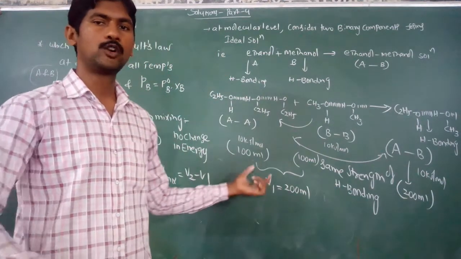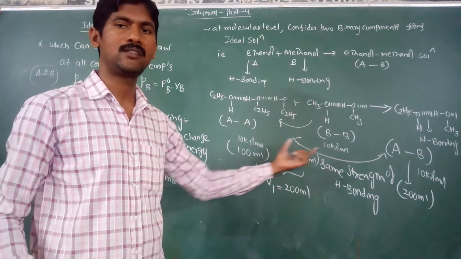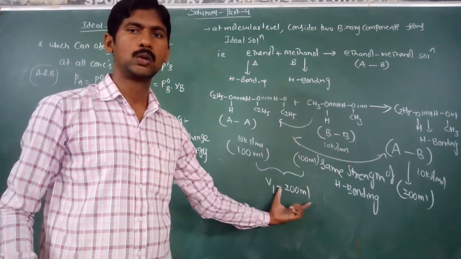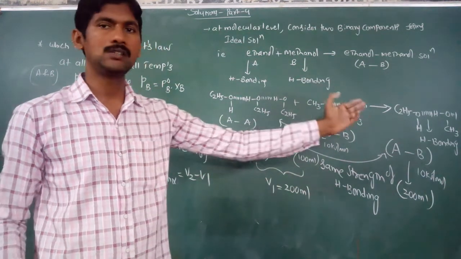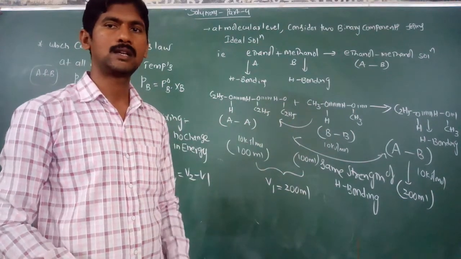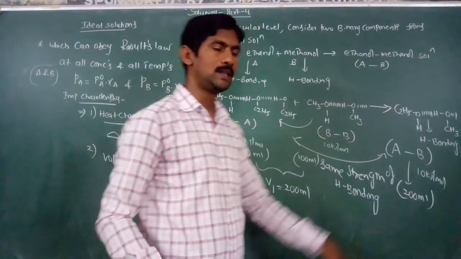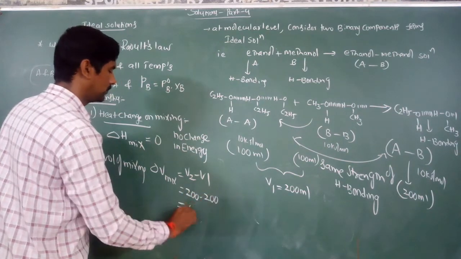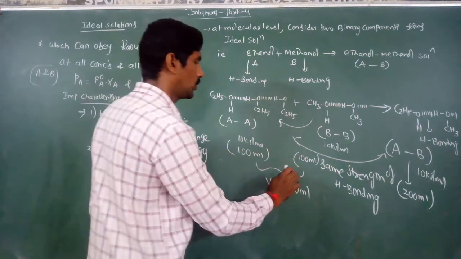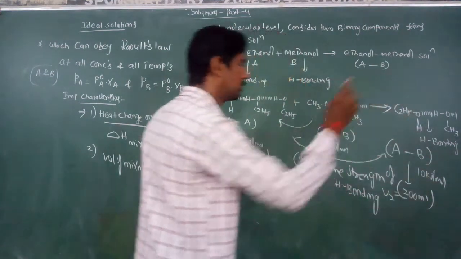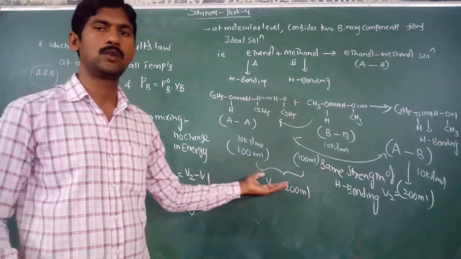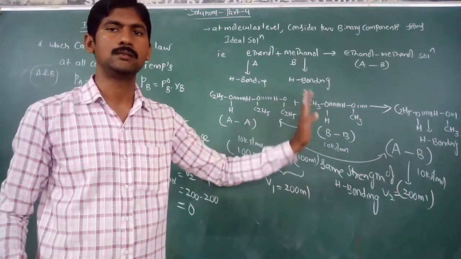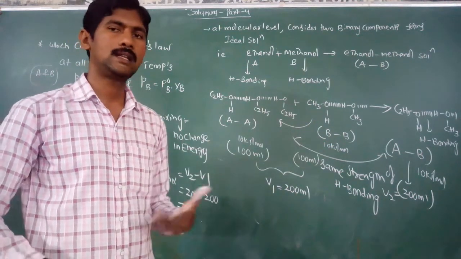What is the volume before mixing? 200 ml. 100 ml of methanol is added to 100 ml of ethanol, so 100 plus 100, 200 ml. What is the volume after mixing? 200 ml, which means 200 minus 200 is 0. So V1 is 200 ml, V2 is also 200 ml. Before mixing, volume is 200 ml. After mixing also there is no change in the volume. Why is there no change in the volume?